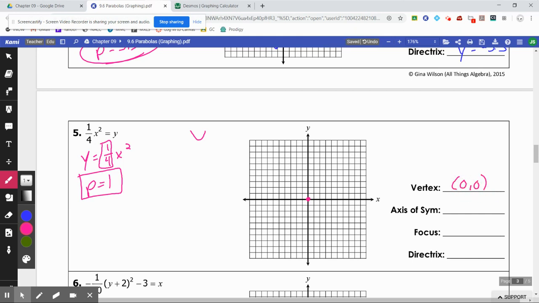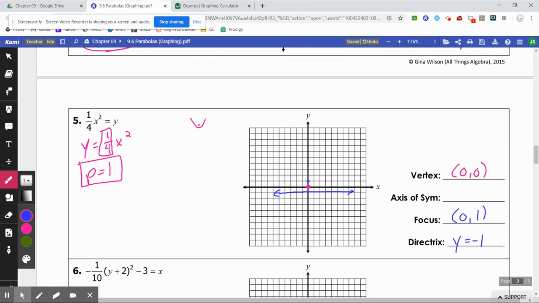Your focus, since it's an upward shaped parabola, is going to be above it, 1 space. And your directrix is going to be below it, 1 space. So there's your focus and your directrix. Your focus is going to be at 0, 1. Your directrix is going to be y equals -1. Your axis of symmetry, again, passes through your focus and your vertex. And that would be the line x equals 0. Now we're ready to graph.